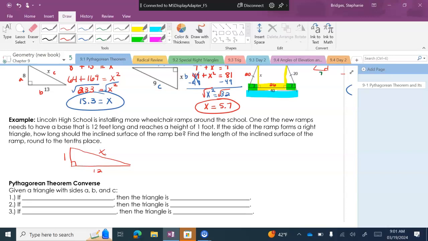Decide which one is the hypotenuse. Use your Pythagorean theorem. And figure out how long that incline should be. And it says round it to the nearest tenths place. That is, again, 1 decimal place.